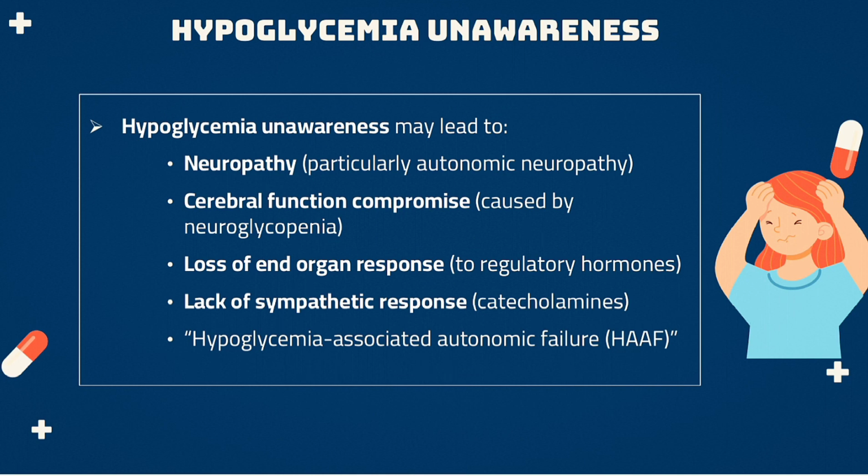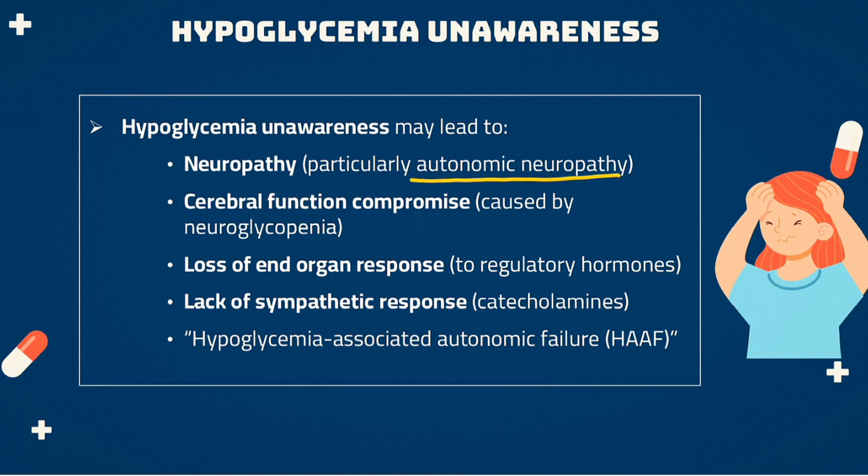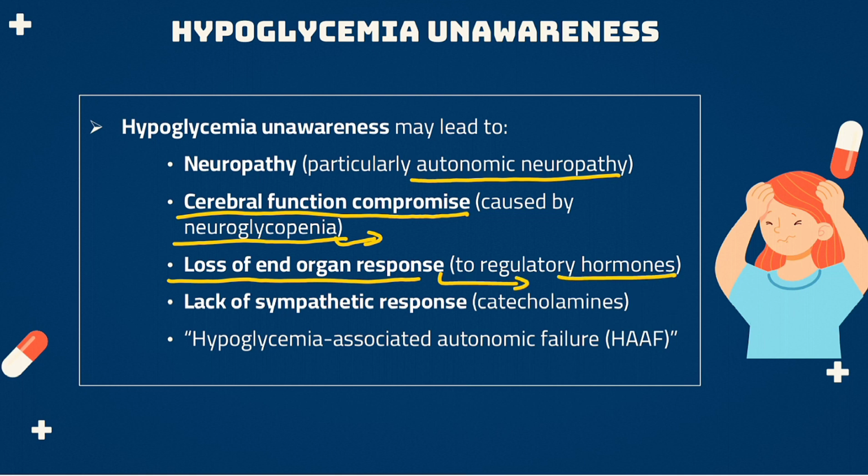So let's see which effects hypoglycemia unawareness can cause. This hypoglycemia unawareness can cause autonomic neuropathy. The person who has hypoglycemia unawareness can develop cerebral function compromise, and this is due to neuroglycopenia, a low level of blood glucose in the neuronal tissue. The presentation of this cerebral function compromise can be confusion and coma. There may be loss of end organ response against the counter-regulatory hormones which act on the liver, adipose tissue, and skeletal muscles to cope with hypoglycemia. Also, there may be a lack of sympathetic response against hypoglycemia. Apart from that, there may be generation of a condition known as hypoglycemia associated autonomic failure.